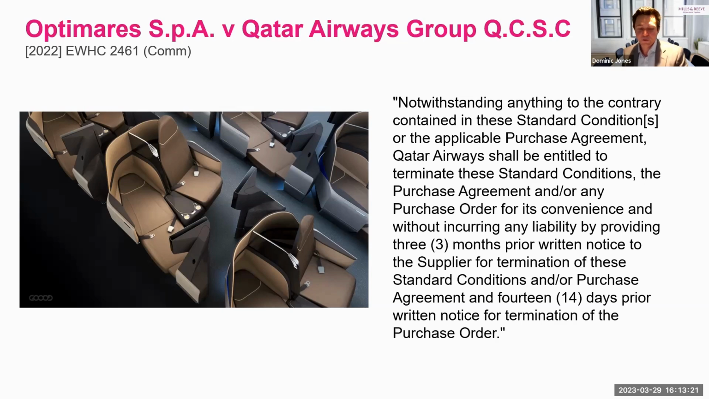So I want to just pick up on three issues of construction that the court addressed looking at this provision. First, there was a question around whether the existence, separate from this clause, of another provision entitling the parties to terminate where Optimares was in excusable delay, prevented Qatar from using its right to terminate for convenience. The court read the provision and held that the language of the termination for convenience provision was clear and unambiguous in giving Qatar an unfettered right to terminate at will.